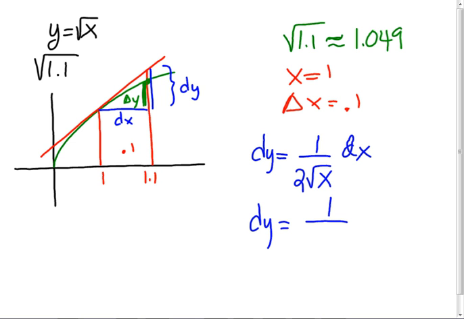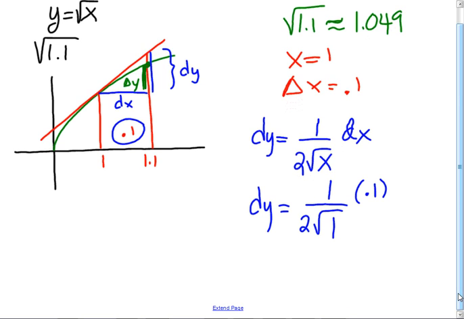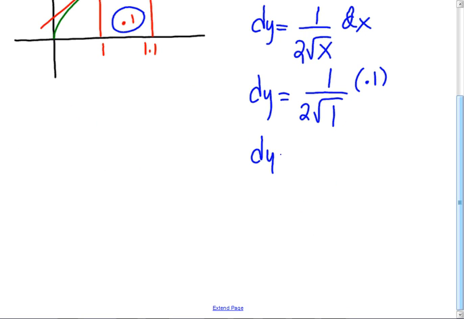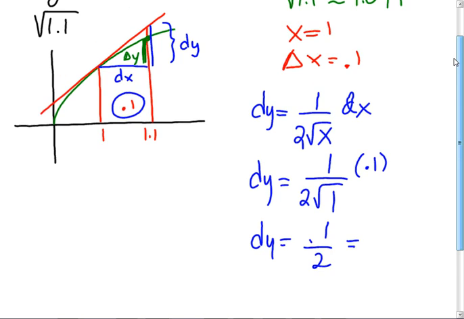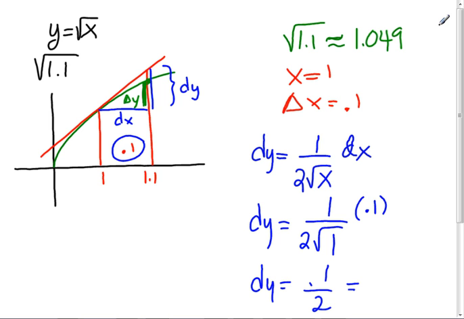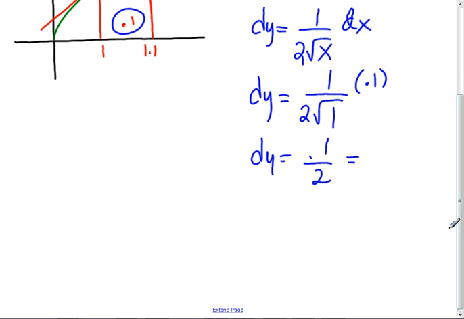So dy equals 1 over 2 square root of 1. What's dx now? Not 1. 0.1. dx is this distance right here. Okay, can we do the arithmetic? dy is equal to 0.1 divided by 2. Because it's 1.1. That's correct. Okay, what's 2 into 0.1?